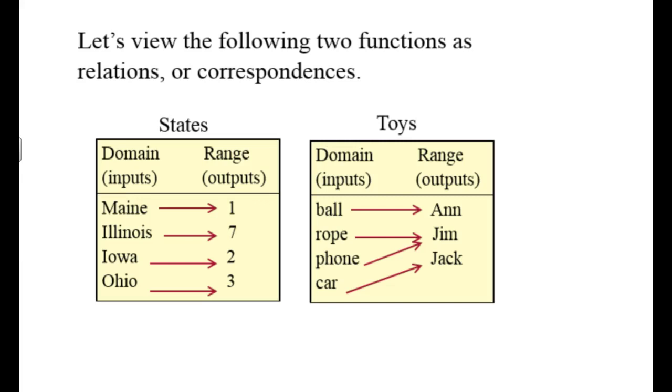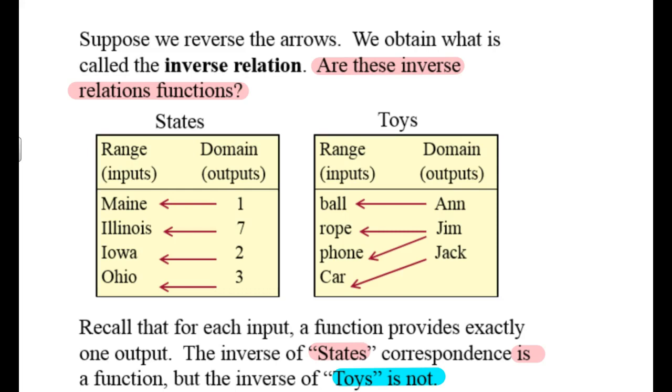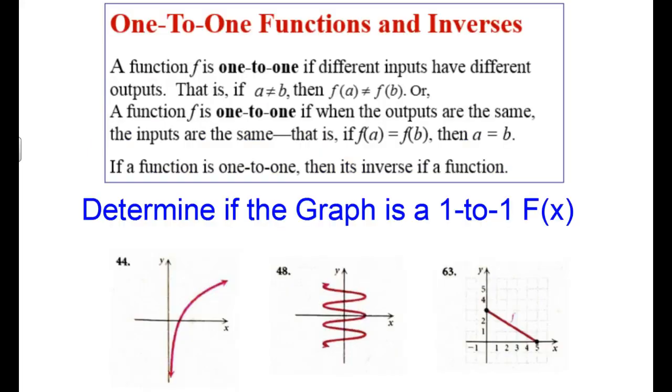So looking at whether a function has an inverse or not, and if the inverse is a function as well, we could look at 2 examples here. The states and toys, if you were to flip these around and go backwards, is the inverse a function? Well, in order for it to be a function, every x has to only go to 1 y. And Jim here is going to ropes and going to phone, and that's violating. So the inverse of the toy function is not also a function.